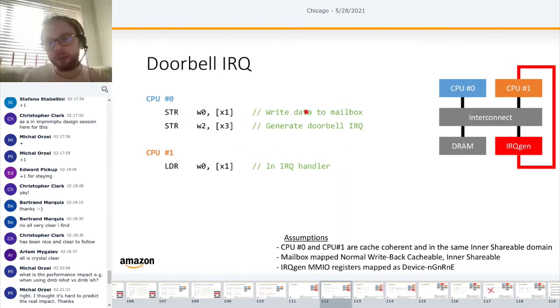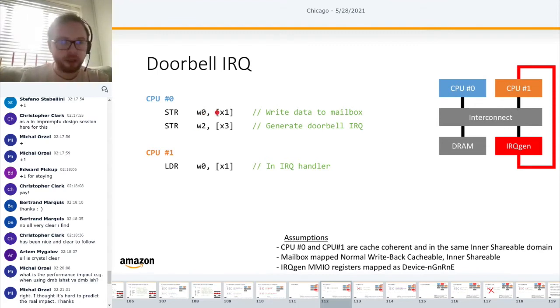So I'm writing to my mailbox, I'm writing to my peripheral to cause an interrupt, and then over in CPU 1, I'm in my interrupt handler, and I'm just going to do a load. Again, do I want these two things to be able to be reordered with respect to one another? Well, no, because I don't want to generate the doorbell IRQ before I've actually written the data to the mailbox. That wouldn't be good.